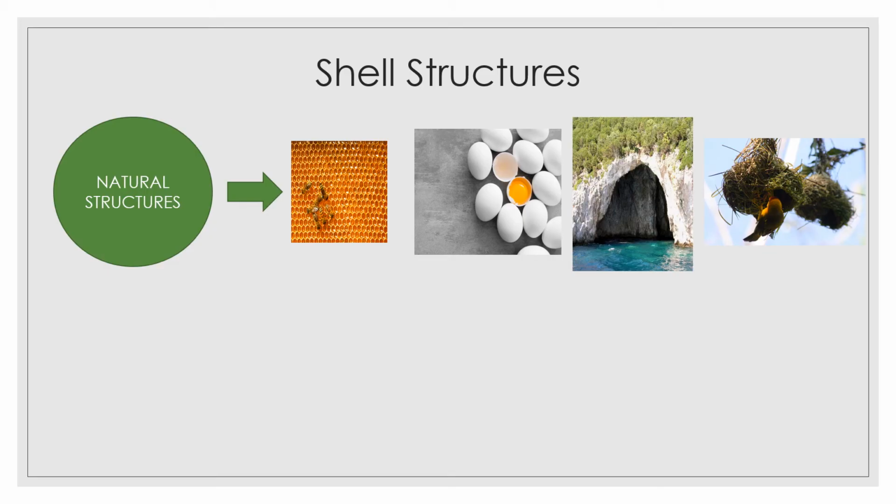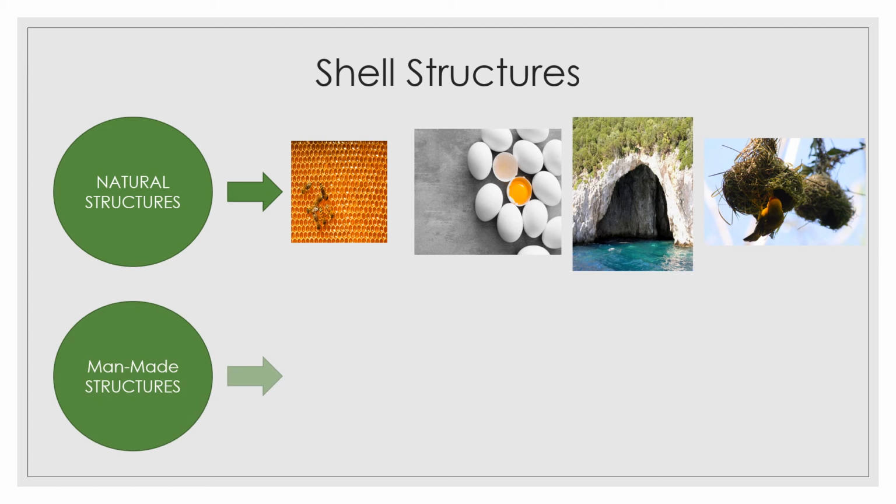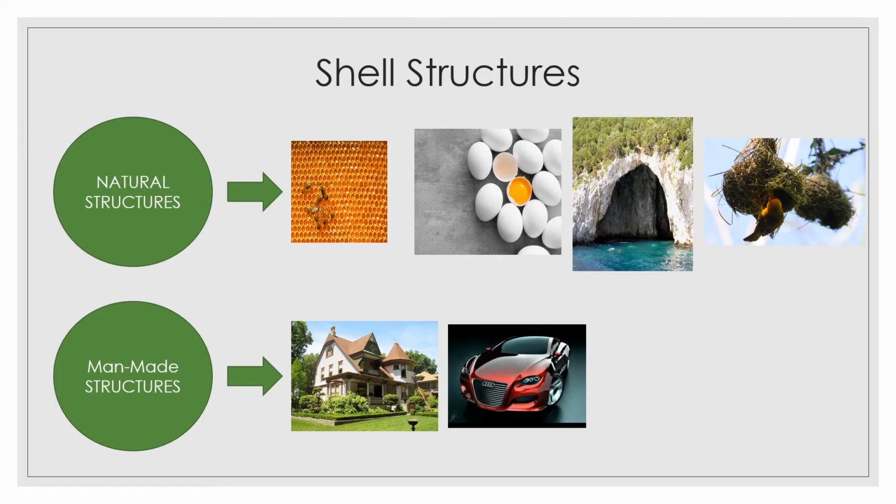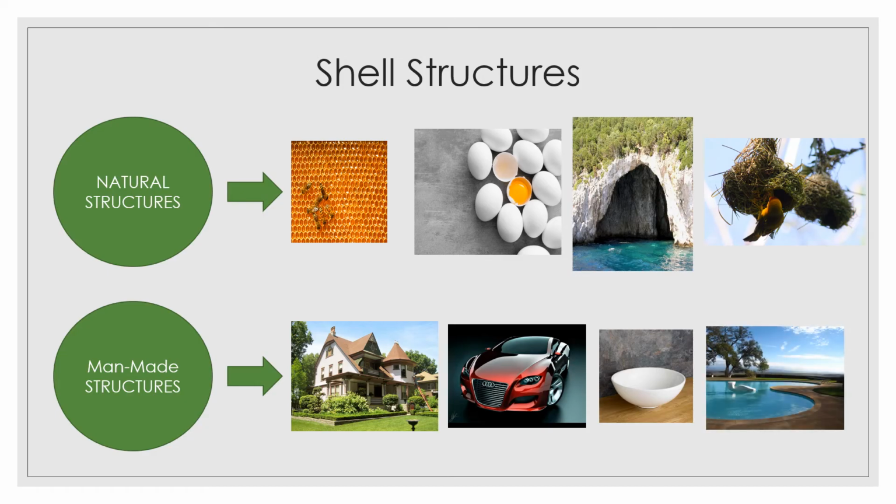Now, let's take a look at man-made shell structures. A house is a very good example of a man-made shell structure. A car, a bowl, or a swimming pool.